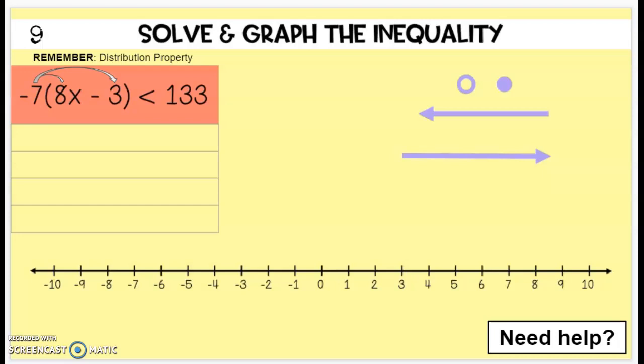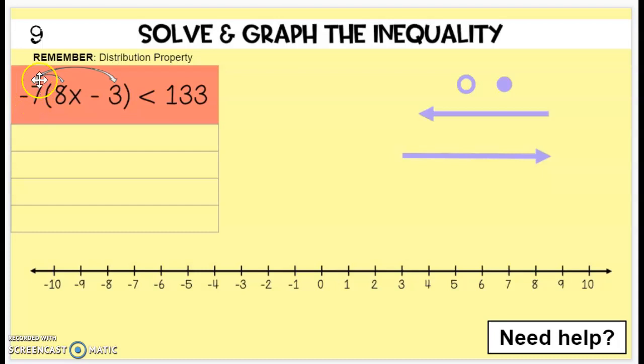Okay, problem number 9. You guys should be doing this pretty well. You should be in the habit of what we're doing. I set little reminders up here. The distributive property: we're going to distribute this -7 into the parentheses, and then we're just going to bring down your inequality sign, which is less than, and then 133.